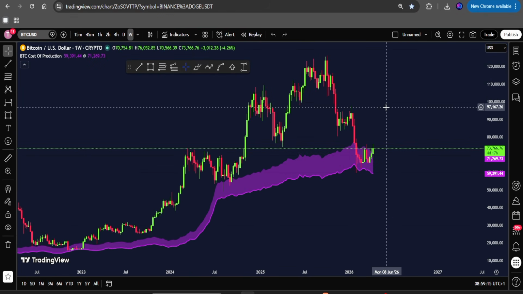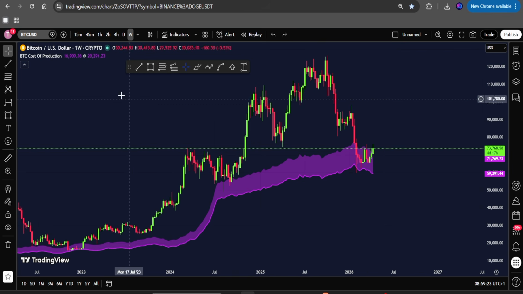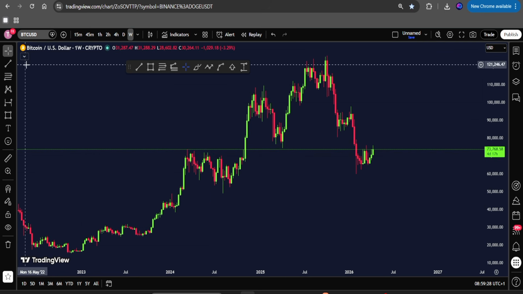But before that, if this is your first time hearing about the indicator, this is a free to use indicator. You can easily add it to your price chart, and I will show you how to do that. First of all, let me uncheck mine so that it won't look complicated.